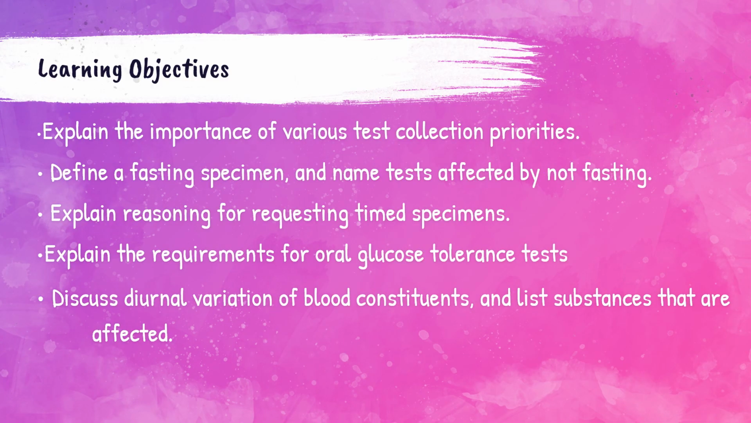After listening to this presentation, you'll be able to do the following. You'll be able to explain the importance of various priorities surrounding test collection, be able to define a fasting specimen as well as name tests that are affected when a patient does not properly fast, list reasons for requesting timed specimens, explain the requirements for oral glucose tolerance testing, and discuss diurnal variation of blood constituents, and also list the substances that are affected by diurnal variation.